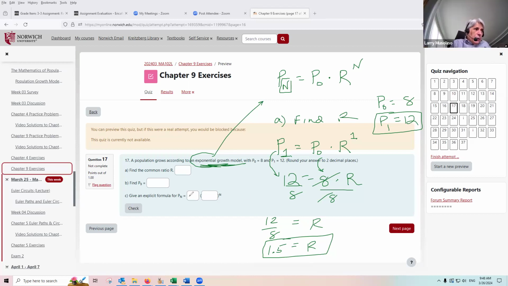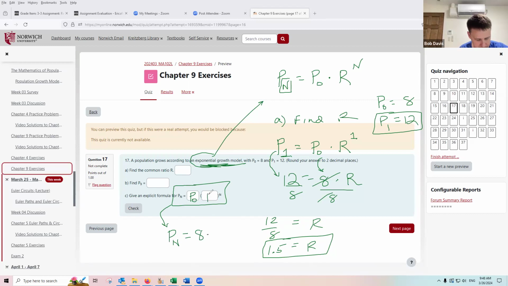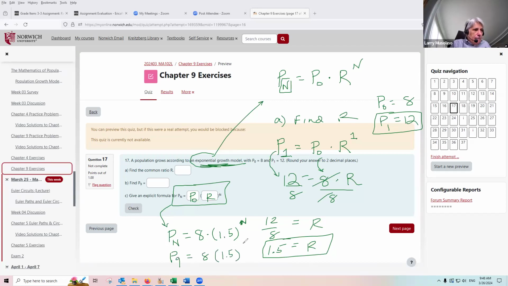You got it. Okay. So let's write the explicit formula just to finish this up. P sub n equals, this first box is the P sub 0 number. For us, it's 8 times R to the n, but R is 1.5. So this is going to be 1.5 to the n power. Okay. Perfect. And then when they ask you for P sub 9, that's just replacing n with 9. It's just going to be P sub 9 equals 8 times 1.5 to the 9th power. Yep. And you can work that out on your calculator because you have an exponent button.